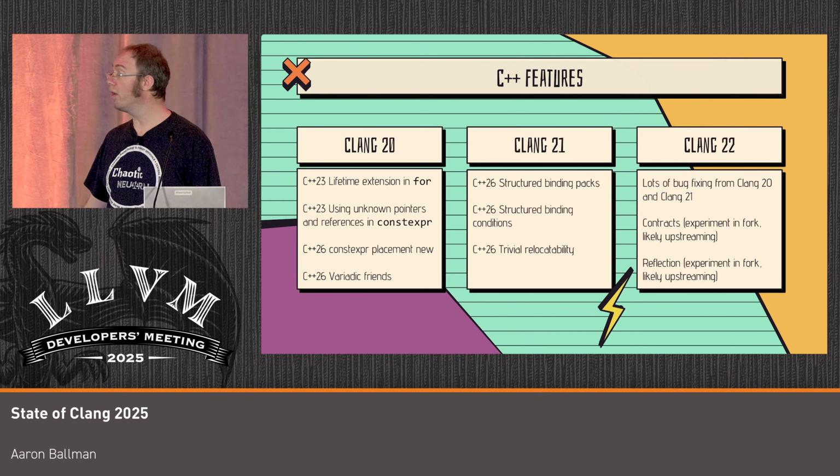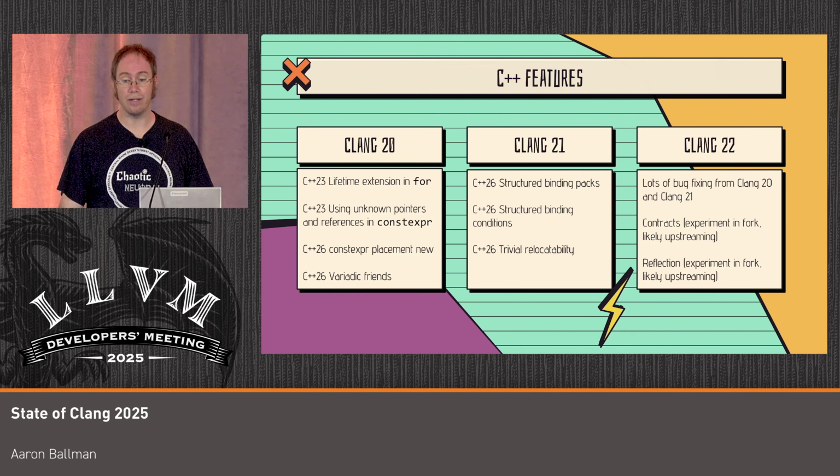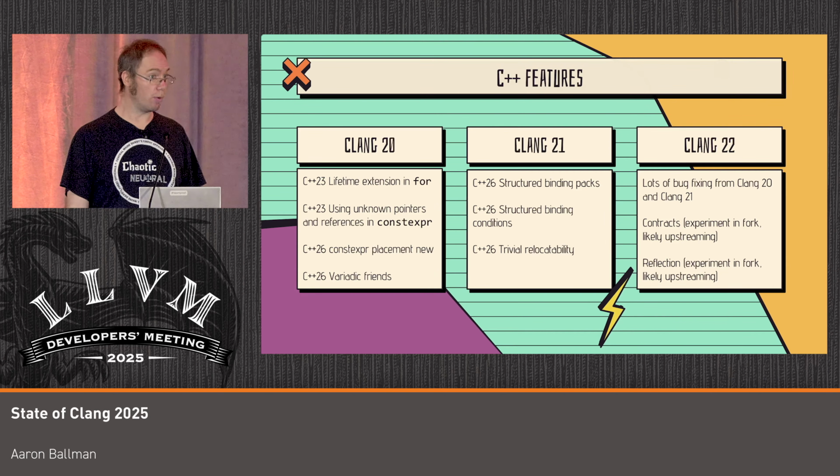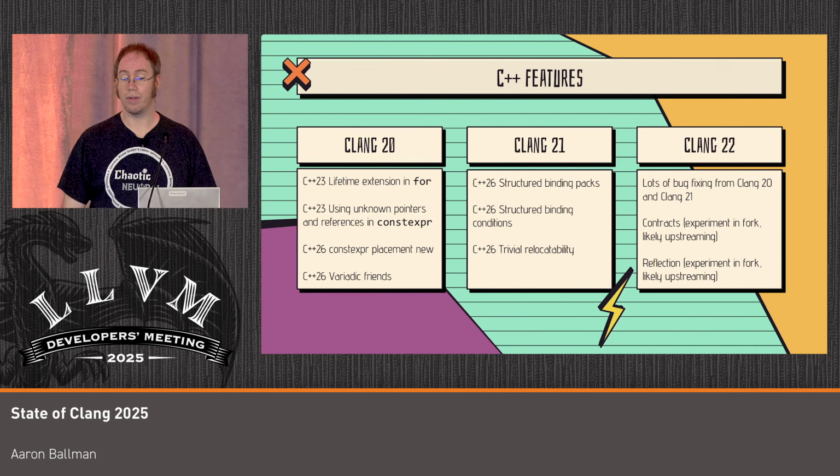We've also been working on our constant expression support. So we added unknown pointers and references for constexpr, as well as constexpr placement new. And then we also have been working on C++26 with its variadic friend support in Clang 20.